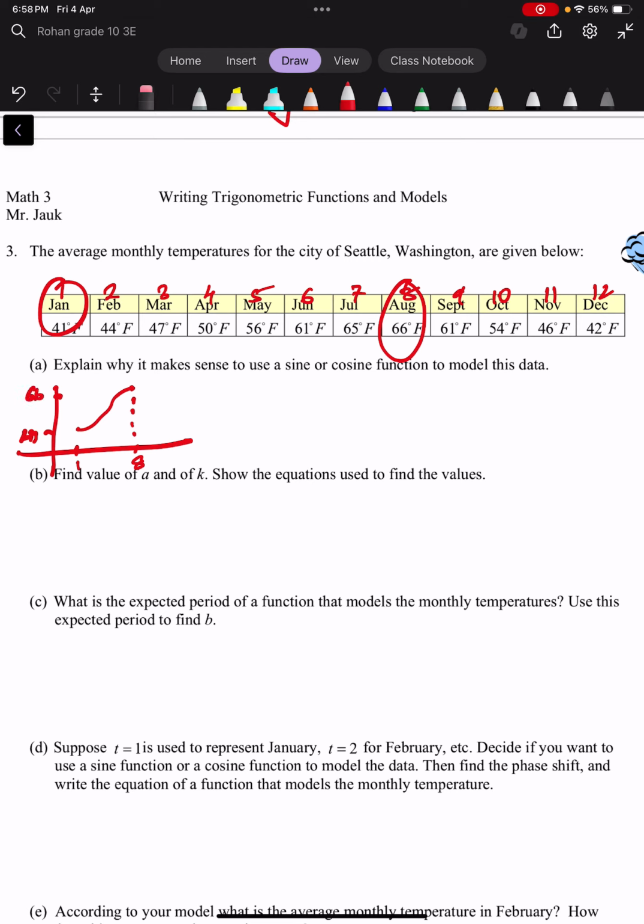Explain why it makes sense to use a sine or cosine function that you'll see in your calculator when you graph it. When you draw a scatter plot, you will get points. But that would be a sine graph, right? It can be sine, cos, anything. It depends on where you start from. But cos graph always goes from the max. No, see, I'll tell you.